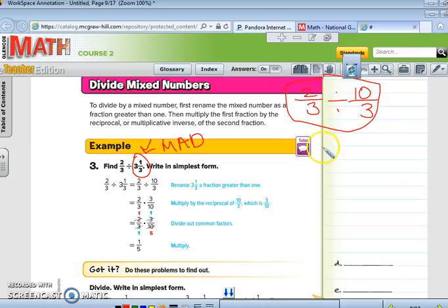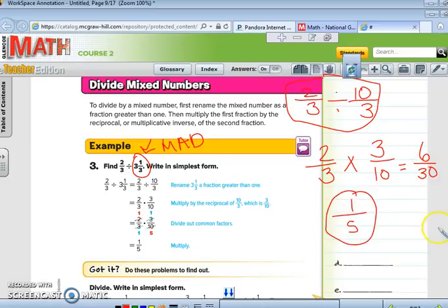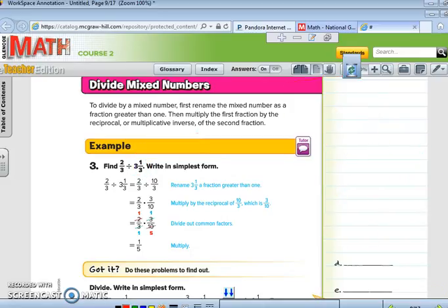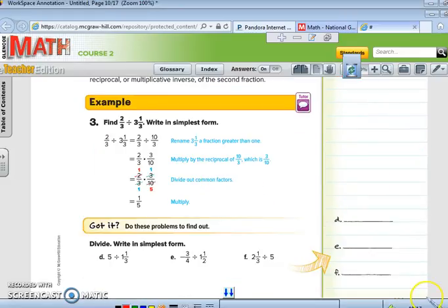So now I can do keep, change, flip. From there I get 6/30. 6 goes into both of those numbers, so it goes in 1 time and then 5 times, so I get 1/5. Okay. On the got it problems, go ahead, actually just kidding. Or on example 3. Trying to go too fast. Okay, I just confused myself again.